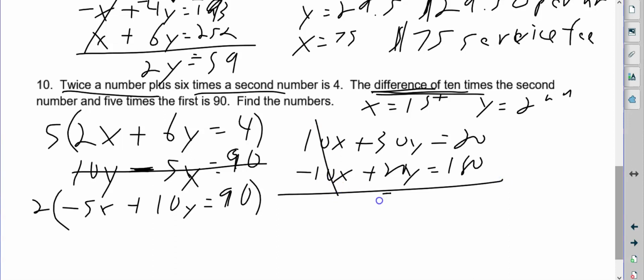The x's cancel. I get 50y equals 200, so y is 4. I'm going to plug that in right here, and that's going to give me 24. I'm going to subtract 24 and get negative 20 and divide by 2. So x is negative 10. That's it.